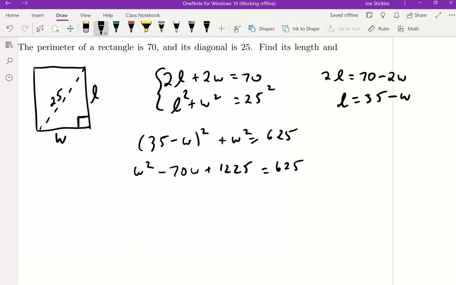Yeah, good. All right. So now again, since we have a quadratic equation, we need to make sure we set this equal to 0. So if we subtract the 625 over, we should get 600. So you get W squared minus 70W plus 600 equals 0.